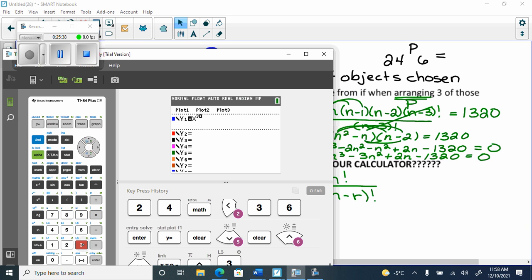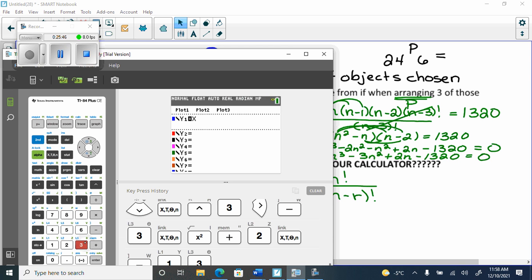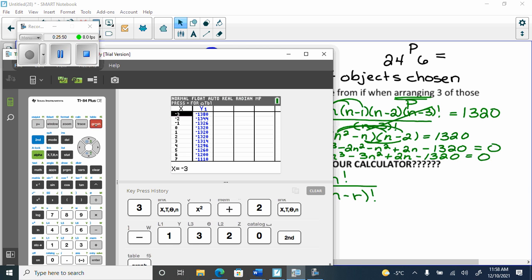x cubed minus 3x squared plus 2x minus 1,320, which is your y-intercept, which is a little bit cray-cray. So I would use 12. It's the only option.